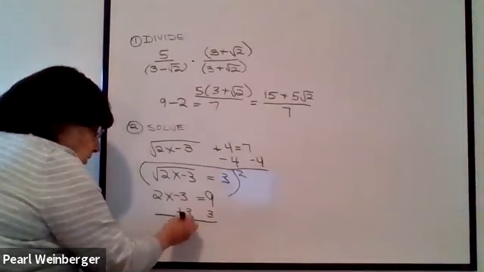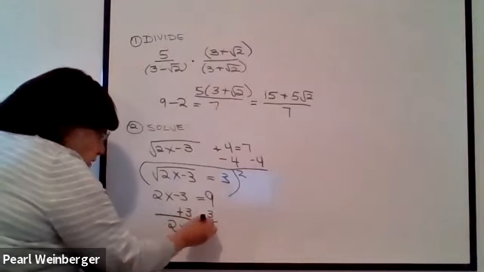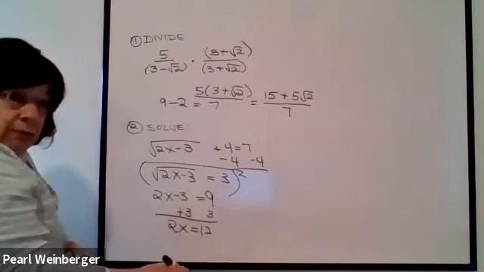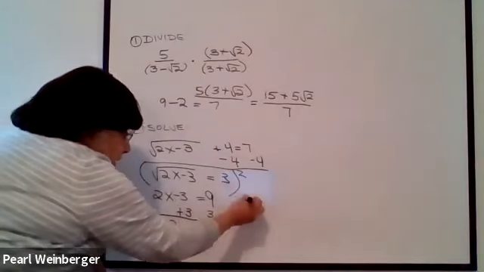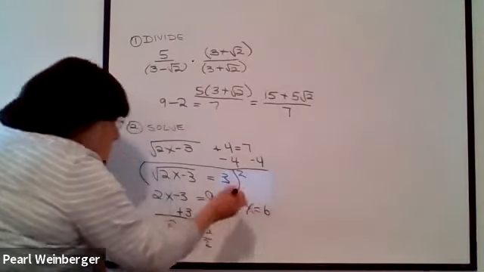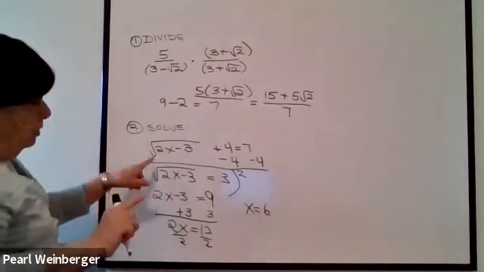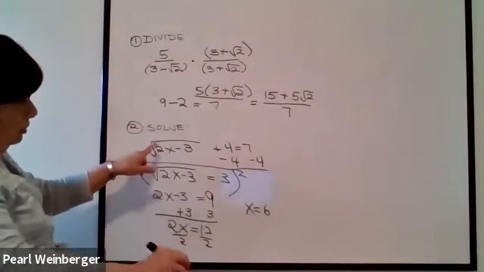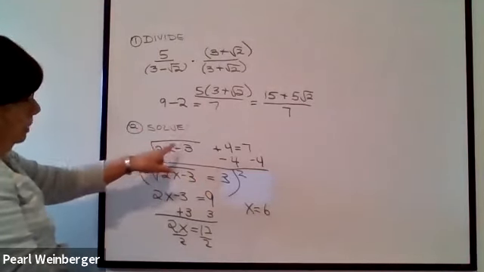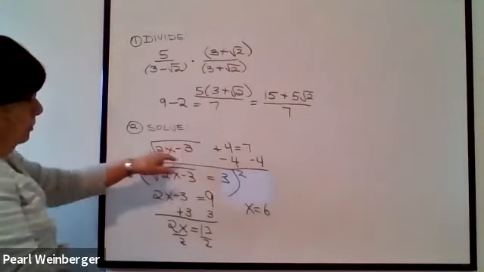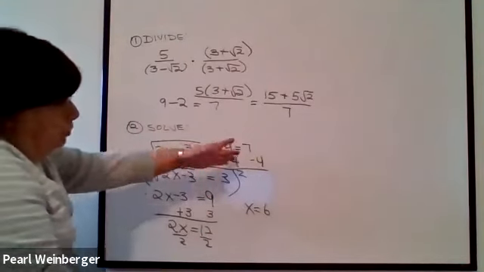And this gives you 6x equals 12. And if you divide both sides by 2, you get x equal to 6. You should really go back and check. Let's just check. 2 times 6 is 12. 12 minus 3 is 9. The square root of 9 is 3. 3 plus 4 is 7.